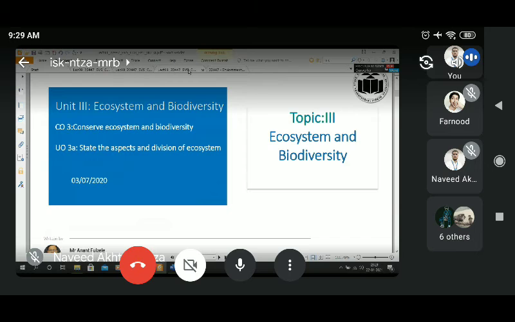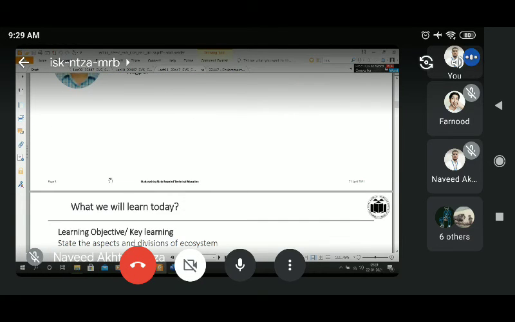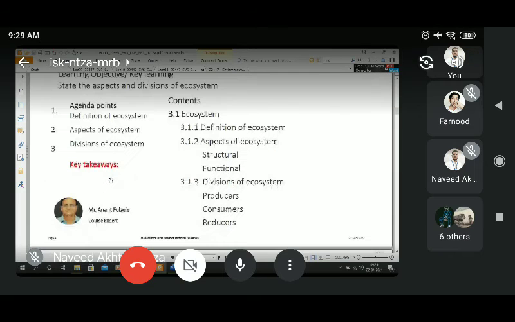Now we will come to our unit number 3, that is ecosystem and the biodiversity. So the outcome of this unit is to conserve the ecosystem and biodiversity, and that we will state the aspects and division of the ecosystem. So this is the author, we have prepared this content. So we will see one by one for the unit number 3. The outcome will be the definition of ecosystem, aspect of ecosystem, and the division of ecosystem.